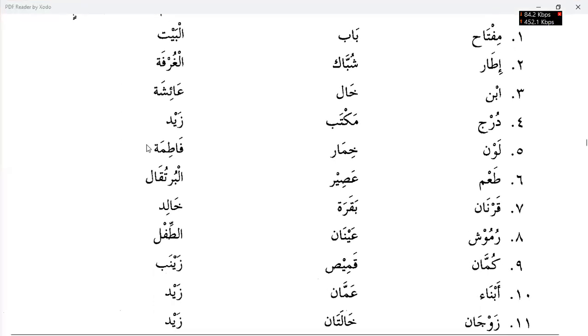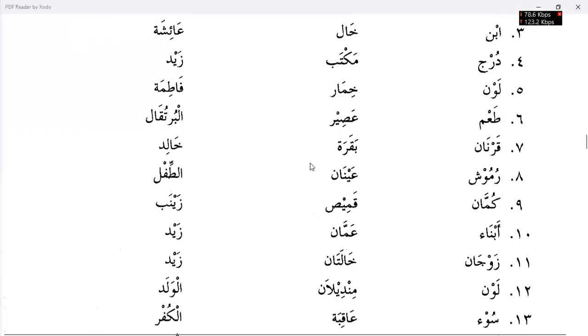Dariju Maktabi Zaidi. Launi Asiri Burtukal Launu Himari Fatimata. So it should be Maktabi or Maktabin? Maktabi, kasra. Launu Himari Fatimata. Next student is Ms. Rahma. Launu Himari Fatimata. Ms. Rahma.